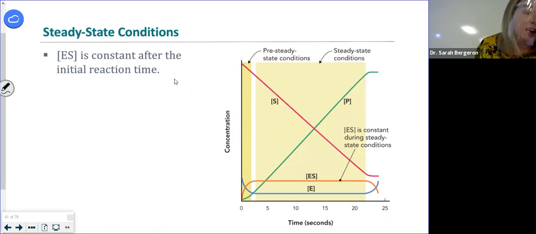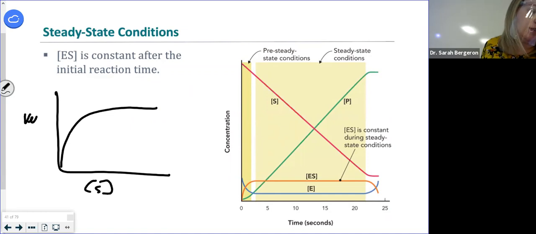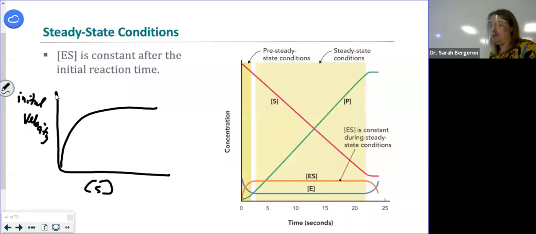So if we look at those steady state conditions, they looked like this. This was just from the previous slide, where we were looking at our substrate concentration versus our initial velocity. This is just the graph from before. If we look at that, we reach a maximum velocity. So we call this Vmax. That's as fast as that enzyme can work. And we know that because we're using steady state conditions.